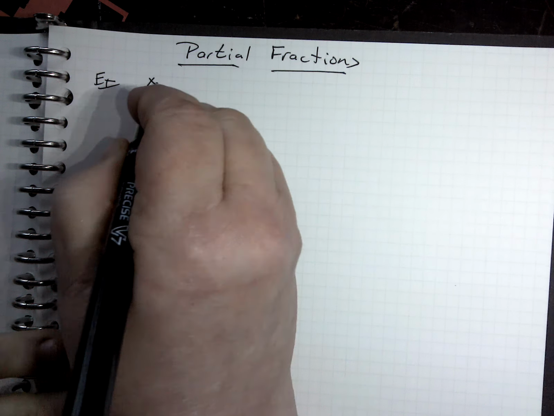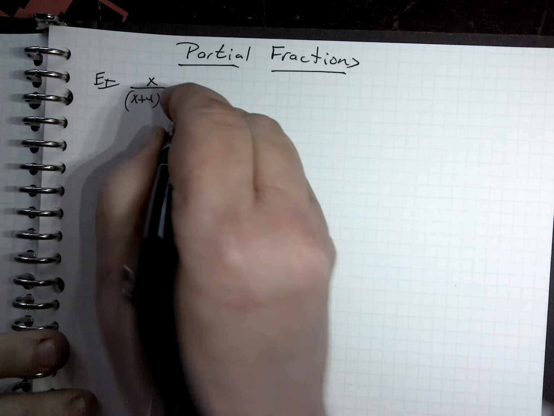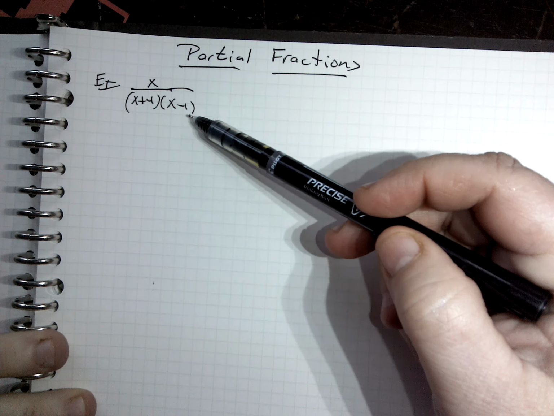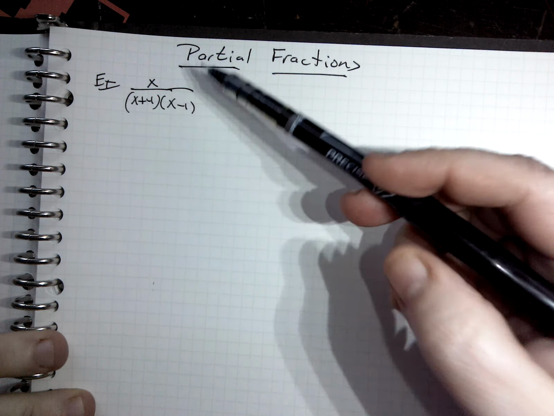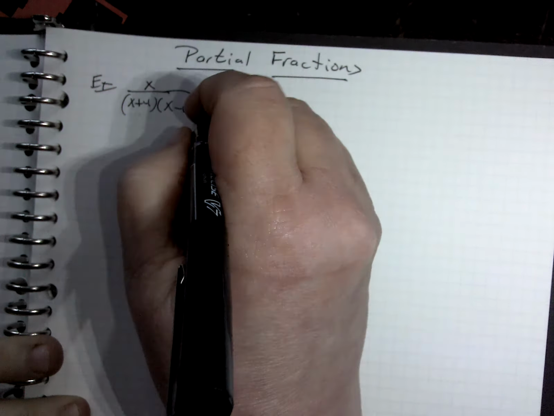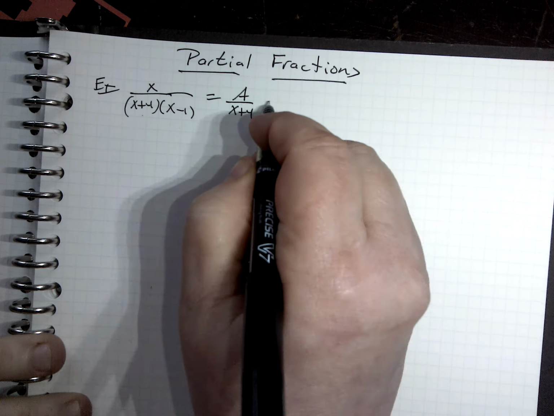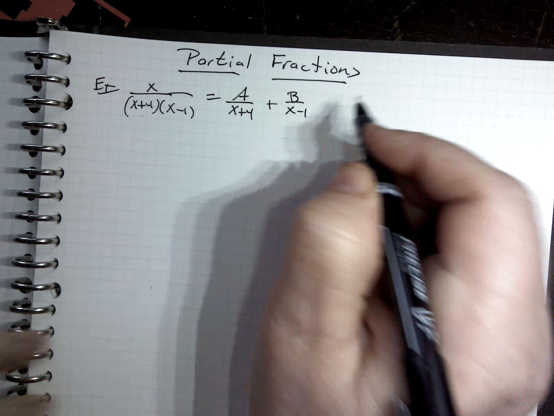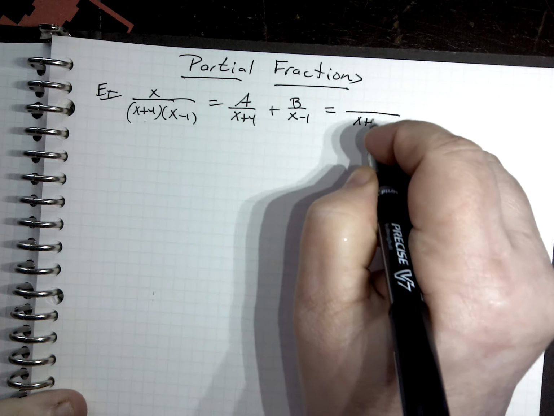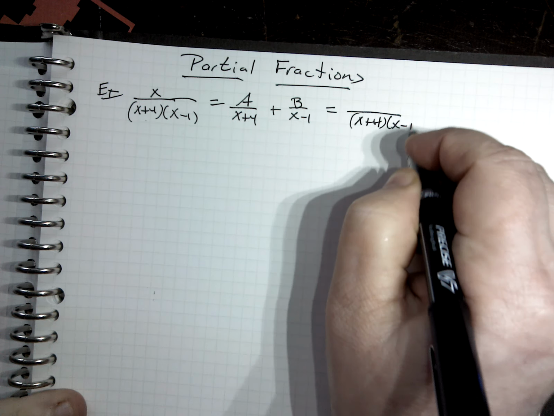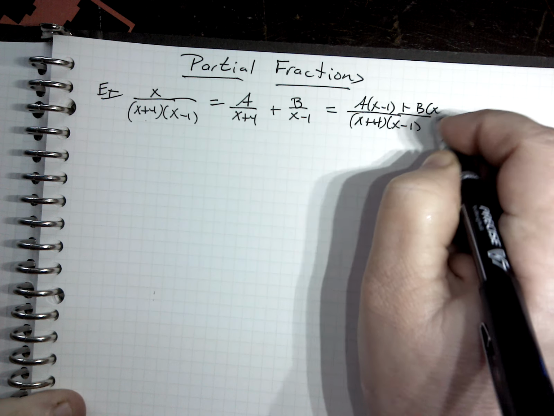Let's say I have x over (x plus 4)(x minus 1). The degree of the top is 1, the degree of the bottom is 2, so the bottom is bigger degree than the top. Both of these factors are linear, so I'll put a single constant on top of both: a over x plus 4 and b over x minus 1. If I bring those together with the common denominator of (x plus 4)(x minus 1), I would have a times (x minus 1) on top plus b times (x plus 4).